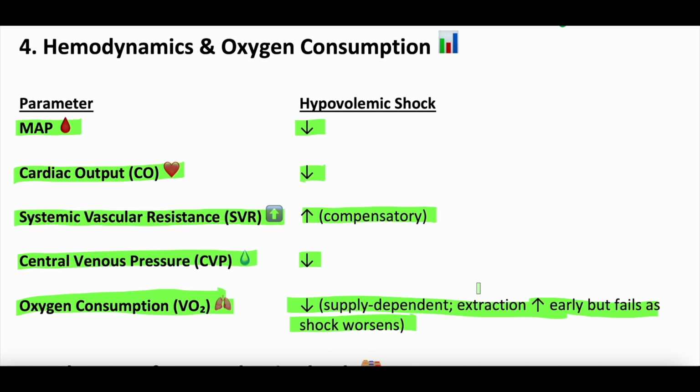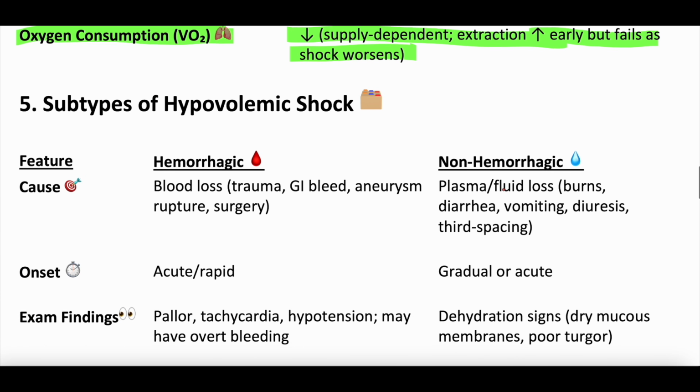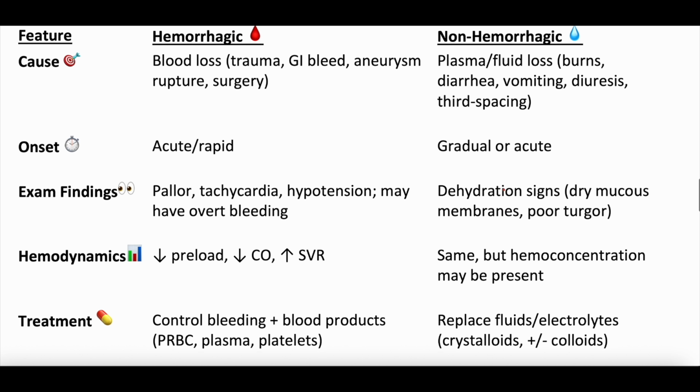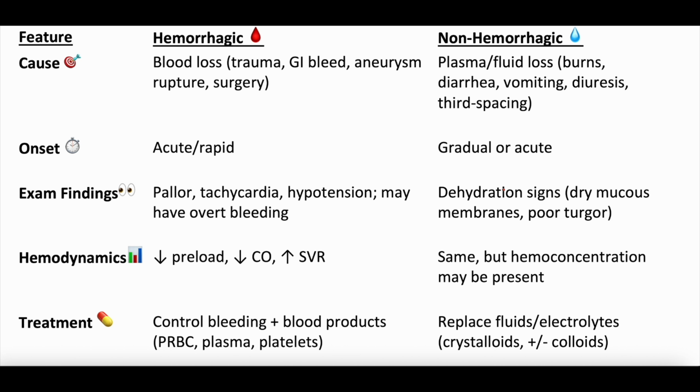All right. So there's the pathophysiologic response, which is you decrease your MAP, right? You decrease your cardiac output, then you try to compensate by increasing your systemic vascular resistance, increasing your heart rate. And once that fails, that's when you get end organ malperfusion. So subtypes of hypovolemic shock, the hemorrhagic and non-hemorrhagic. We just wanted to lay out some kind of cause, onset, exam findings, hemodynamics, and treatment.